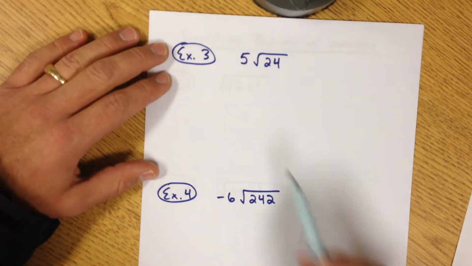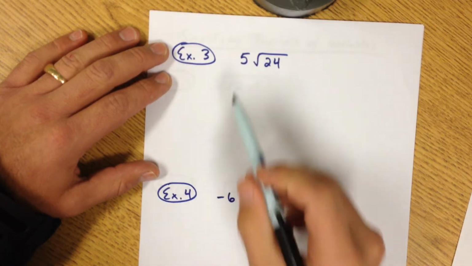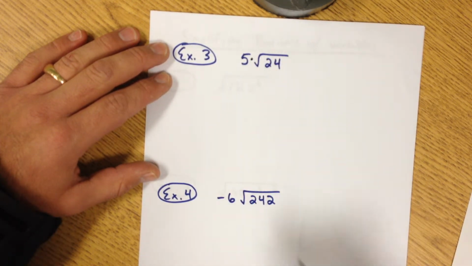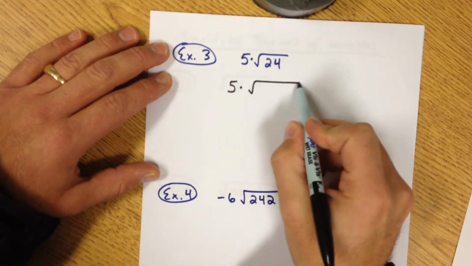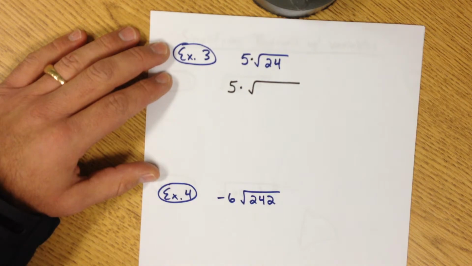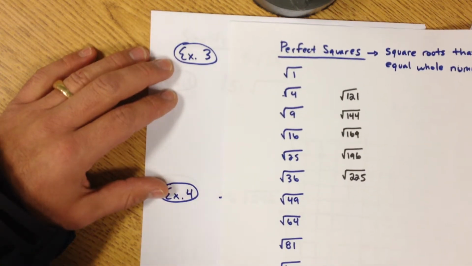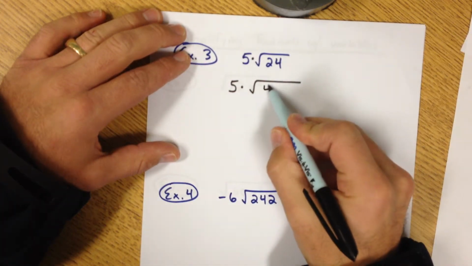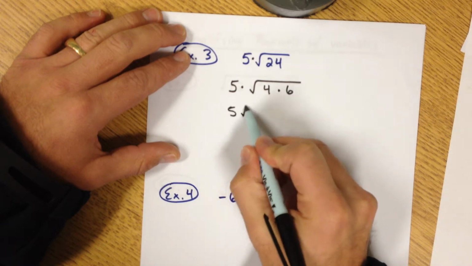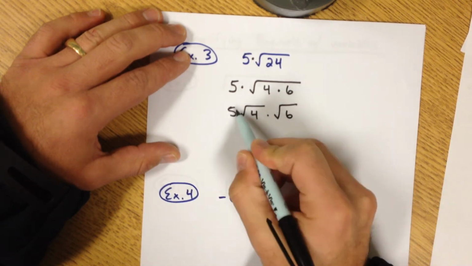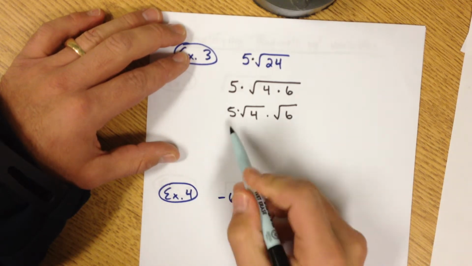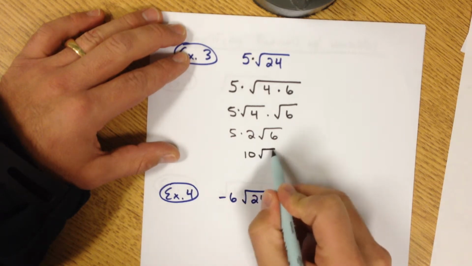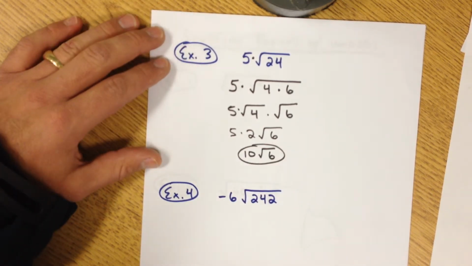Third example. We can look at this 5 as almost like a coefficient. Whenever it's sitting out front, it's 5 times the square root of 24. So 5 times, and I'm going to break 24 into a perfect square times a non-perfect square. I look at my list, and 4 is the largest perfect square that goes in there. So I break this into 4 times 6. Remember, this is all a big strand of multiplication. So this is really 5 times 2 times radical 6. So that's 10 radical 6, and that's my answer. That's simplified form.